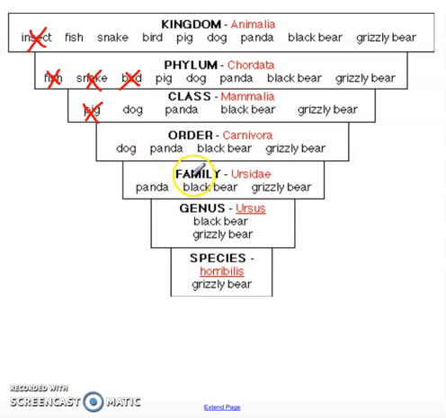Moving on to family. Ursidae means bear. So dogs are not bears. Dogs get eliminated at this next level. Genus Ursus, I don't know what Ursus means, but pandas don't fit the bill, so they get eliminated. And now I'm left with black bear and grizzly bear, and the species name is horribilis. So that means black bear is out because black bear has a different species name. Black bears' species name is, I think, americanus, if I'm not mistaken. But you can kind of see how we funnel it down and we narrow our search, okay?